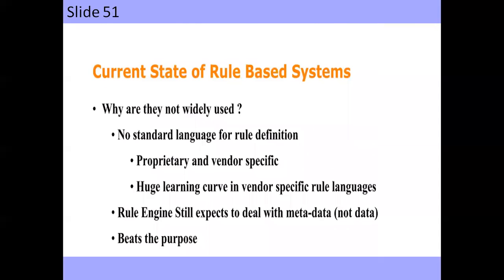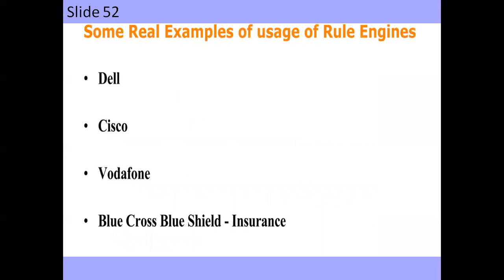So this is all about backward chaining. Now when I consider the current state of rule-based systems, why are they not widely used? Just because there is no standard language for rule definition, as well as the huge learning curve in vendor-specific rule languages. We have seen what exactly a production system means, and the rule engine is still considered to deal with the metadata, not the exact data. So whatever purpose we are going to perform with a rule-based system is not carried out, and that's why such systems are not used in AI.